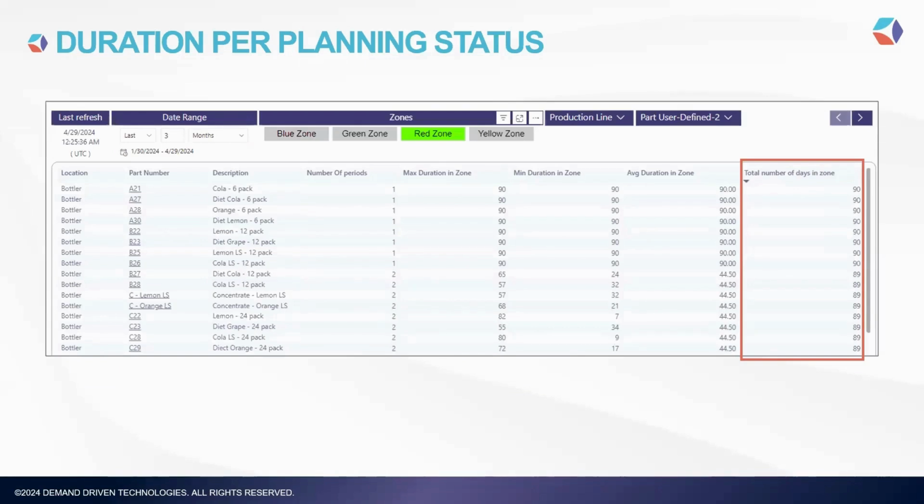But you can look at it per zone. You can look in your yellow zone. Is something lingering in here for a month before it's getting ordered? You can tell, hey, why are we waiting so long to order? This is going to cause us some issues down the road.